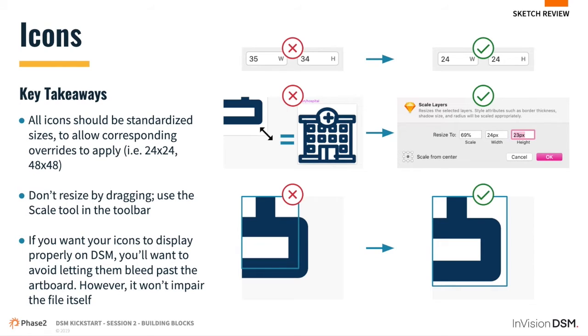Lastly, an interesting nuance is making sure your icons don't bleed past the artboard. Often, depending on your border settings, when you create a new symbol from an icon, it will automatically bleed off the artboard. Usually this is fine, however, for the DSM web view specifically, they will appear cropped. They are not actually cropped though, considering when you download them from the web view, they're not cropped. However, it's just something to note if you're relying heavily on that web view to showcase your design system.